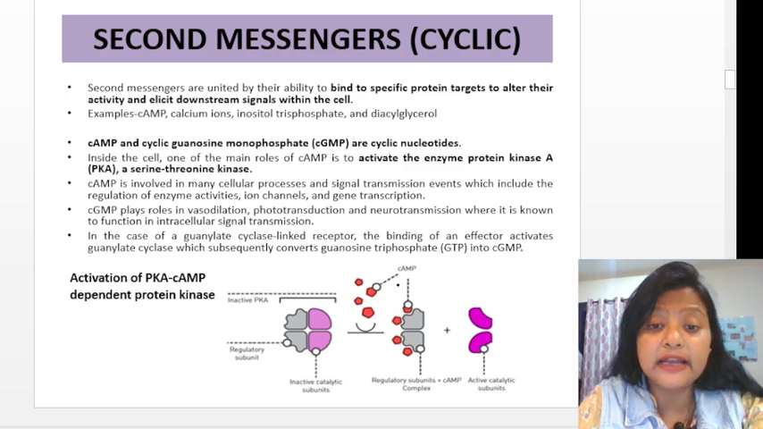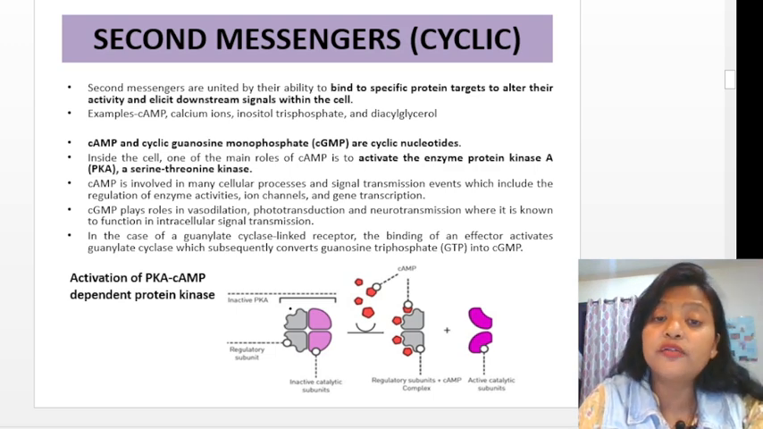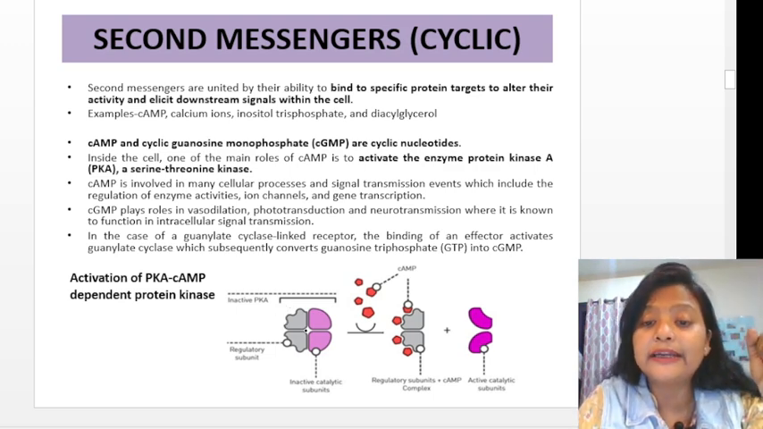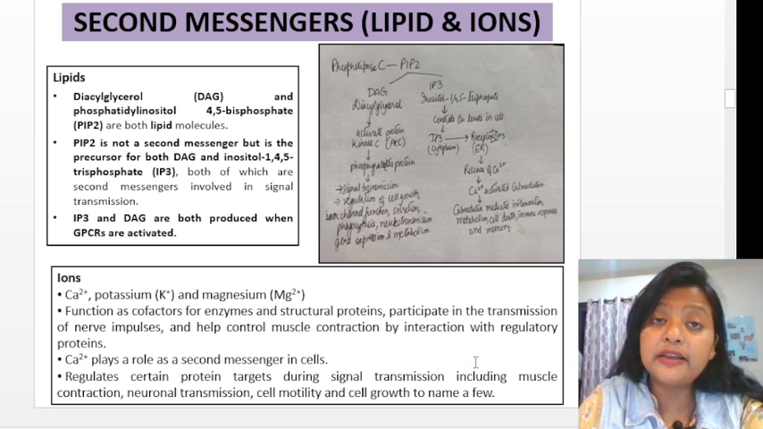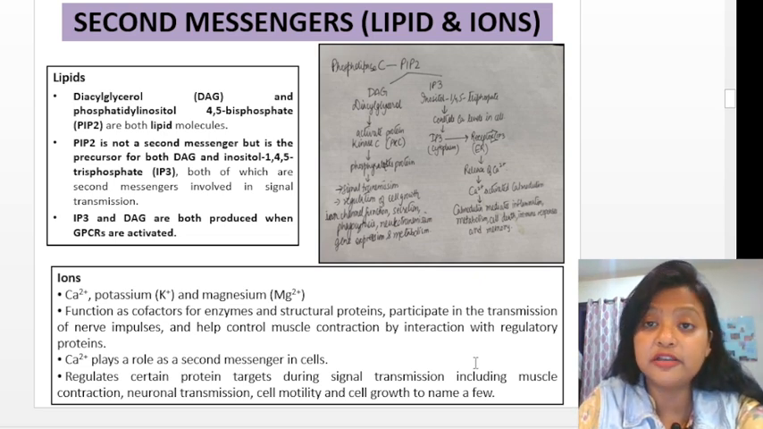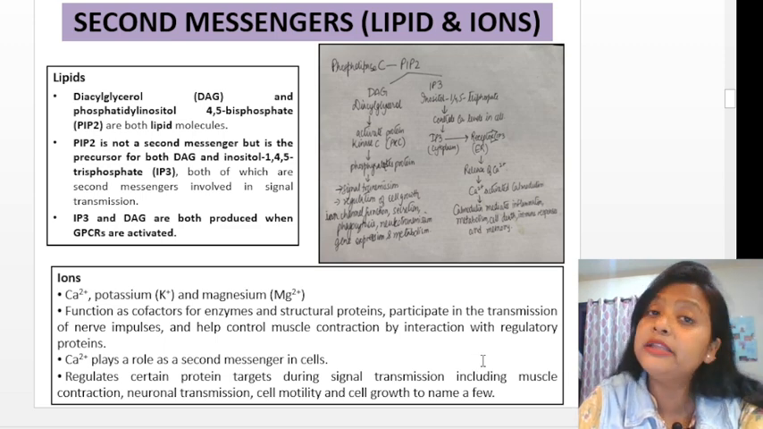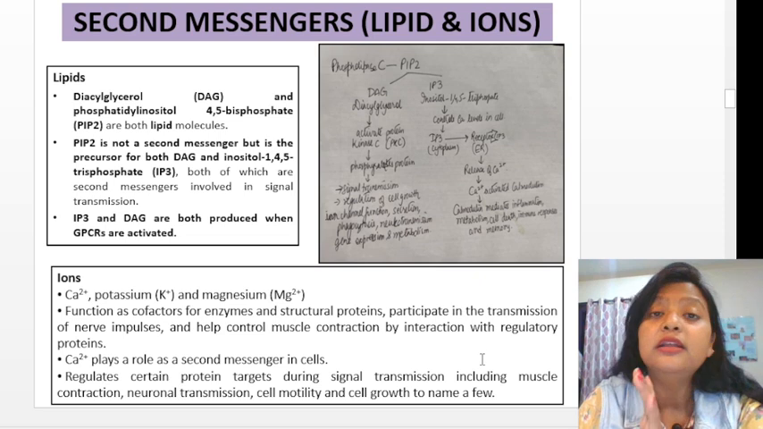First, it is in an inactive form, with the regulatory subunit. So first cAMP will come and bind the regulatory subunit, and after that it will lead to the activation of the catalytic subunits, and after this the rest of the downstream process will happen. Okay? Now the other part, let's come to the second and third types of secondary messengers, the lipids and the ions. So first we saw that cAMP and cGMP are the cyclic ones.